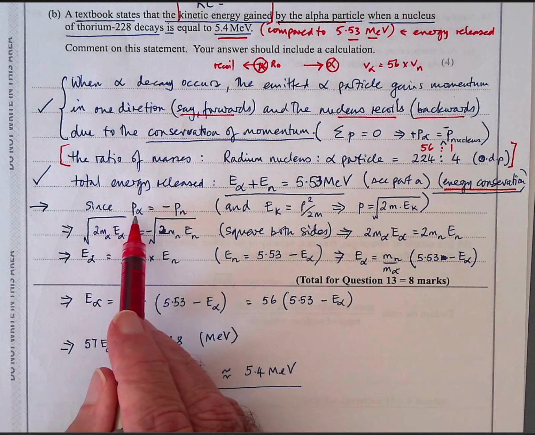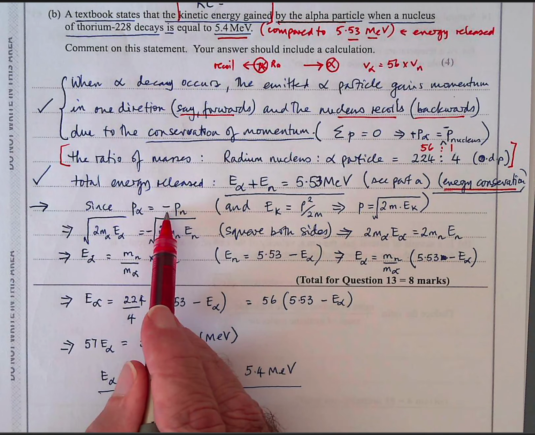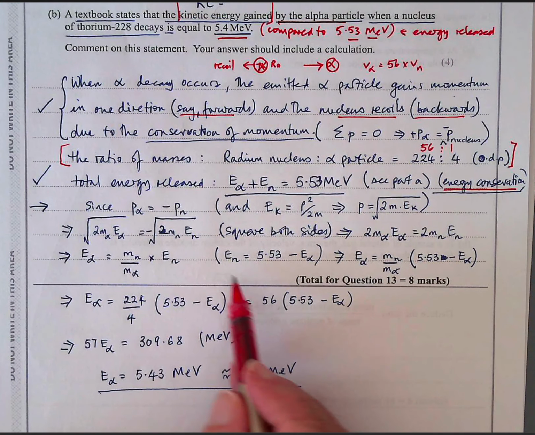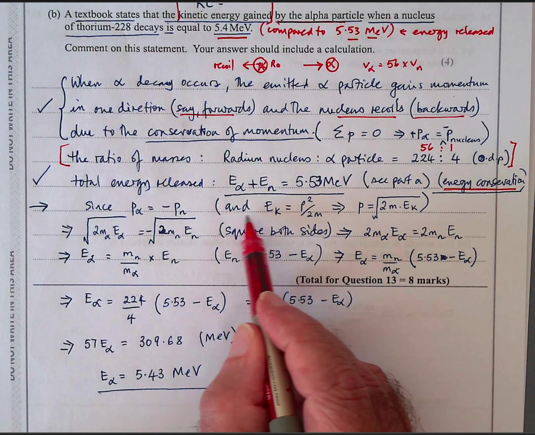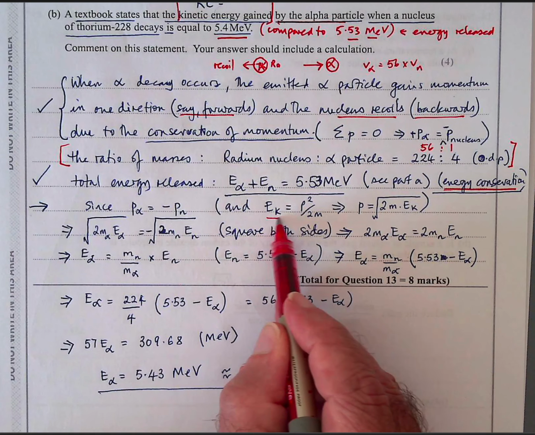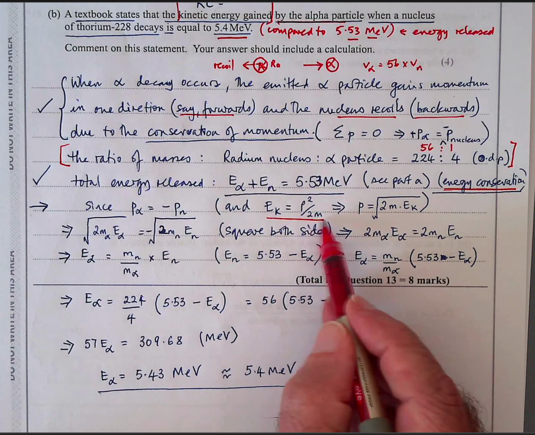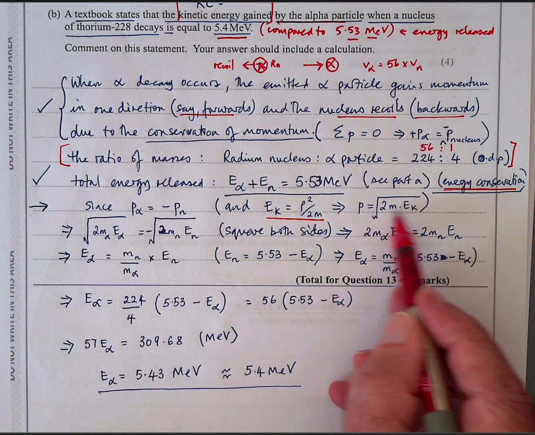Since we know that the positive alpha momentum must equal the negative momentum of the nucleus, you can use this. From the equation sheet, kinetic energy is p squared over 2m. If you don't know this equation, it's a useful one to look at. It's on the data sheet. So if you rearrange it, you can put p equals the square root of 2m times Ek.